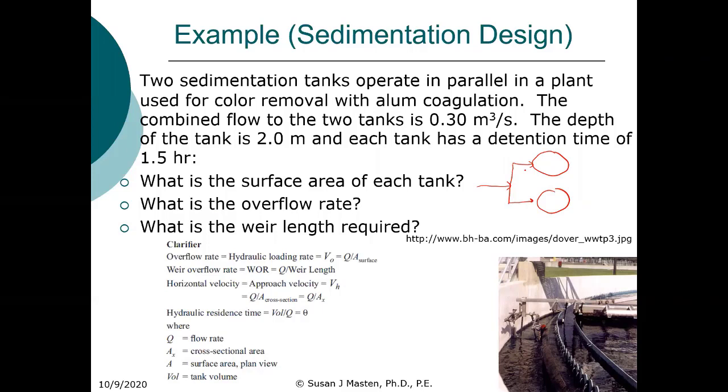And you're told that the combined flow to the two tanks is 0.3 cubic meters per second, which means the flow to each tank is 0.15 cubic meters per second. So that's the first thing we need to think about. And then you're also told that the tank has a depth of 2 meters and each tank has a detention time of 1.5 hours.